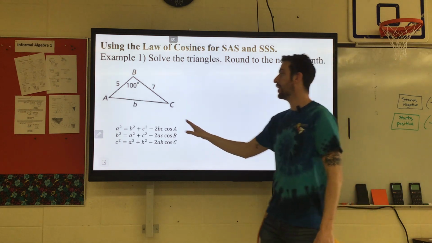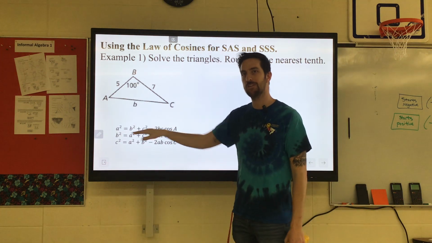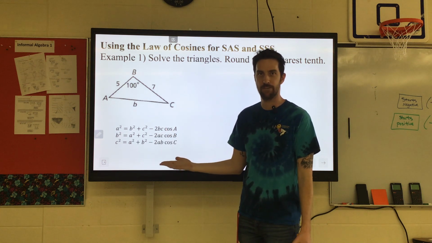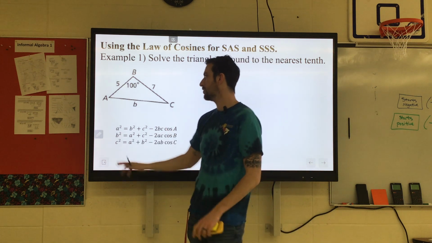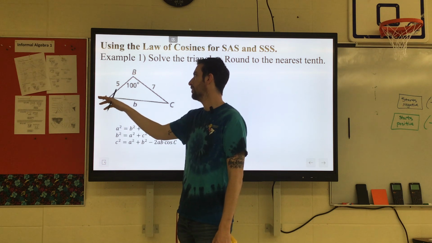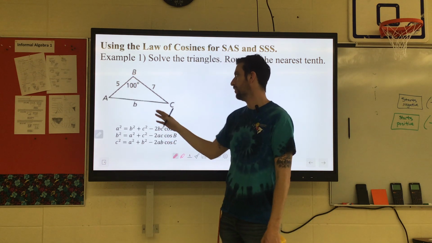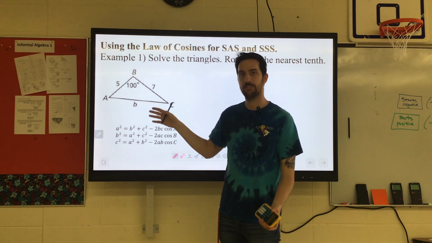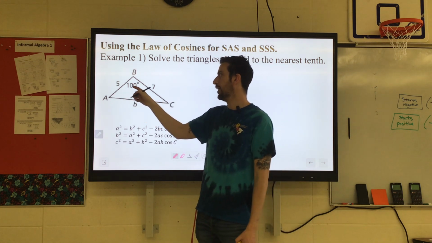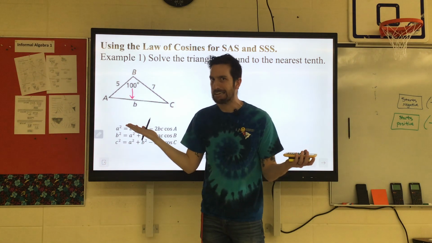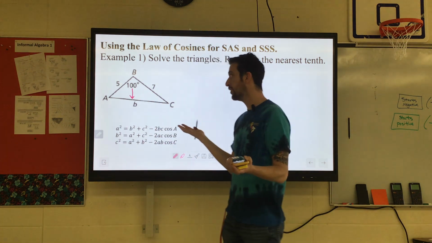Now, it looks nightmarish. They're all the same equation, they just rotated the letters depending on what you're looking for. So let's look at the triangle they gave us. I don't have a set of a corresponding angle and its side. The only angle they gave me is 100, and its corresponding side is B. I don't know what that is, so let's figure it out.